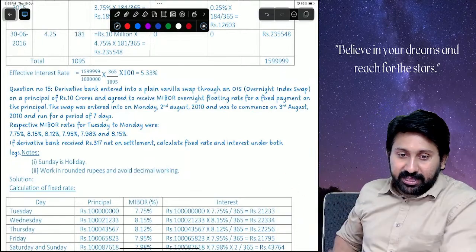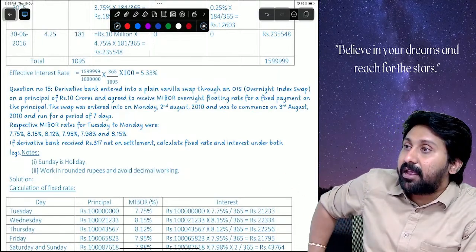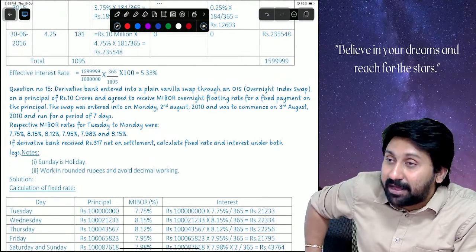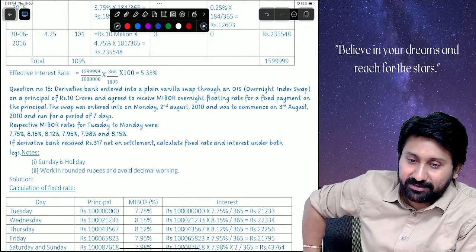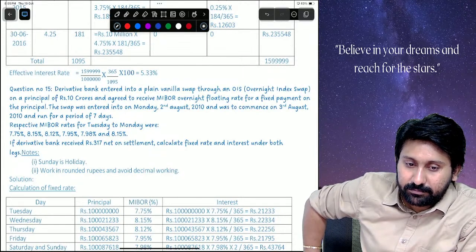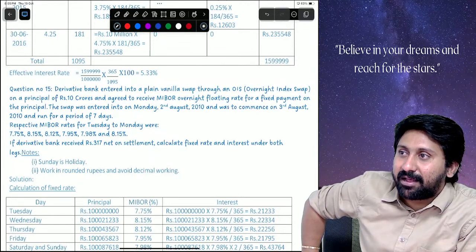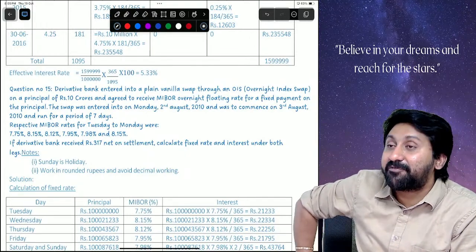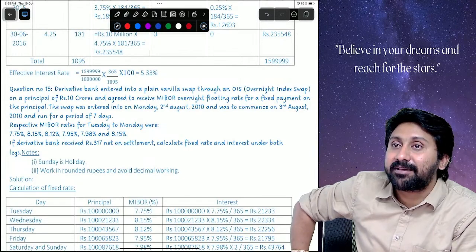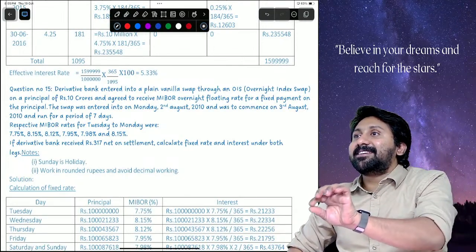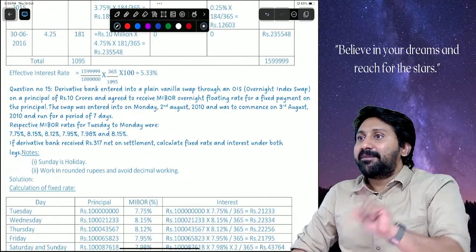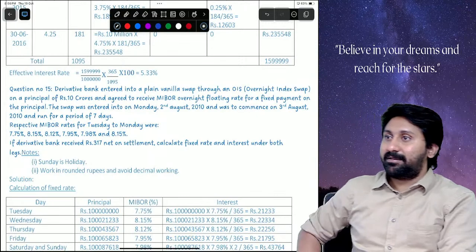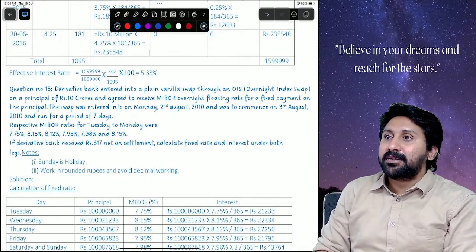Therefore, see the question there. The bank wanted to receive MIBOR, pay fixed. Why? Banks will obviously have fixed interest only, generally. Therefore, it wanted to receive MIBOR. That means originally it is receiving fixed interest from the customers, but it doesn't want fixed interest. The bank is entering into a swap deal.